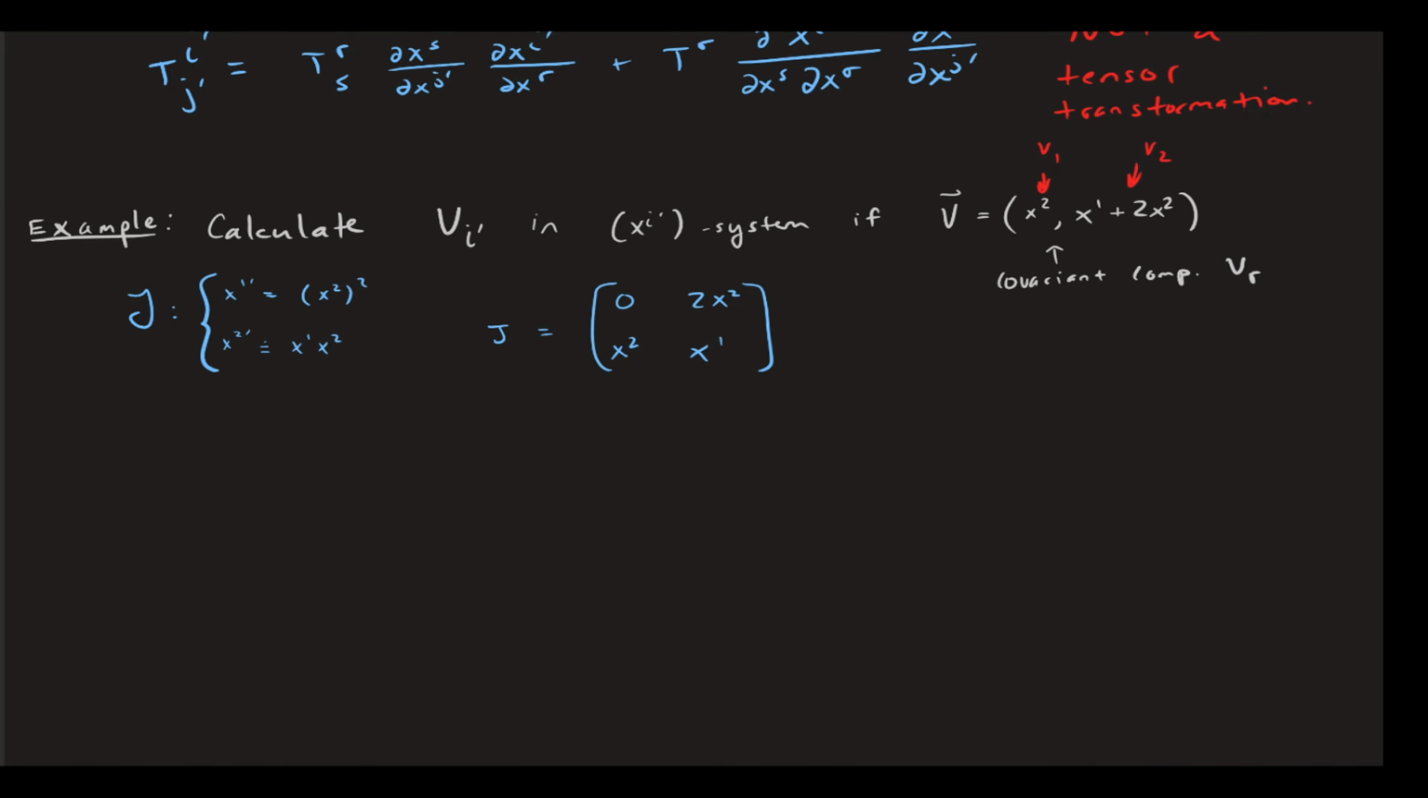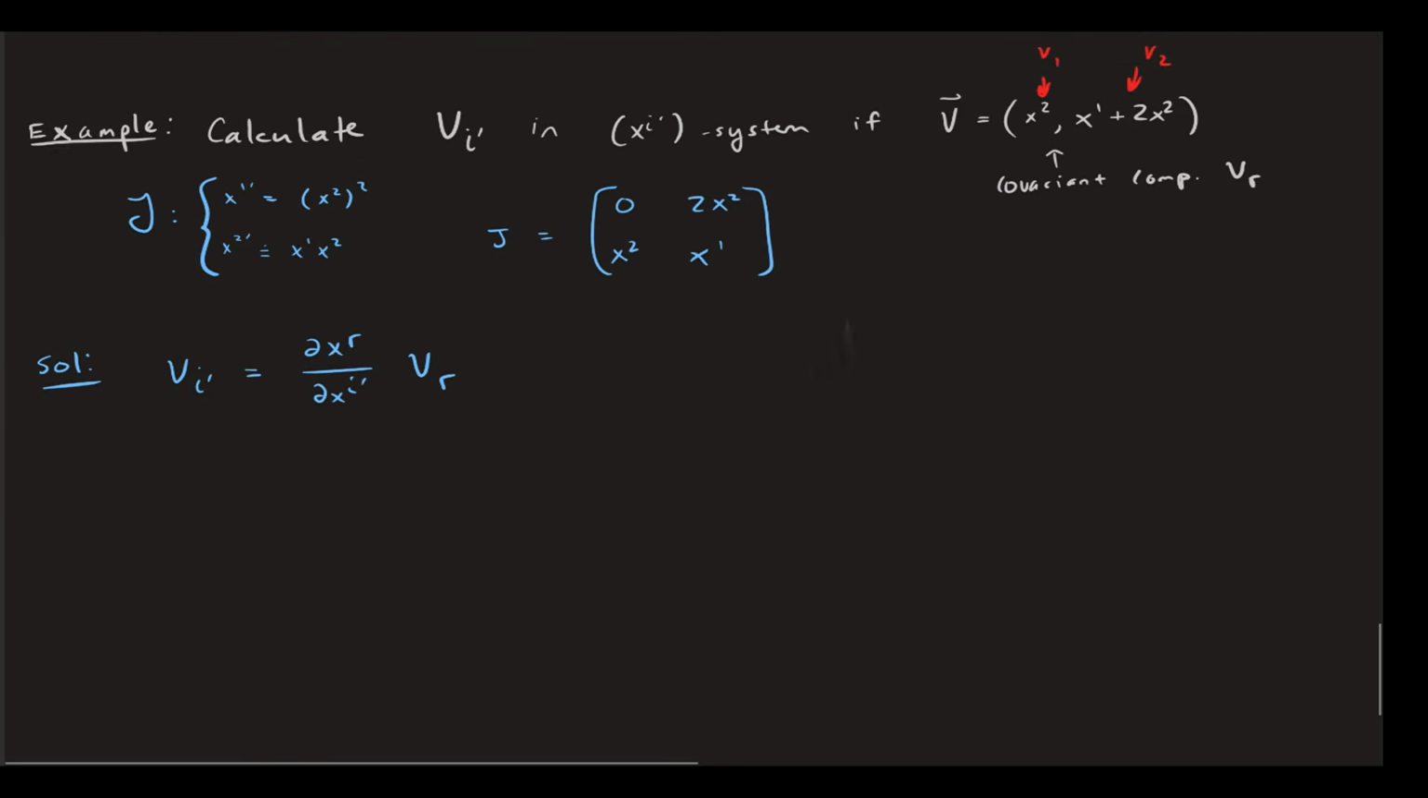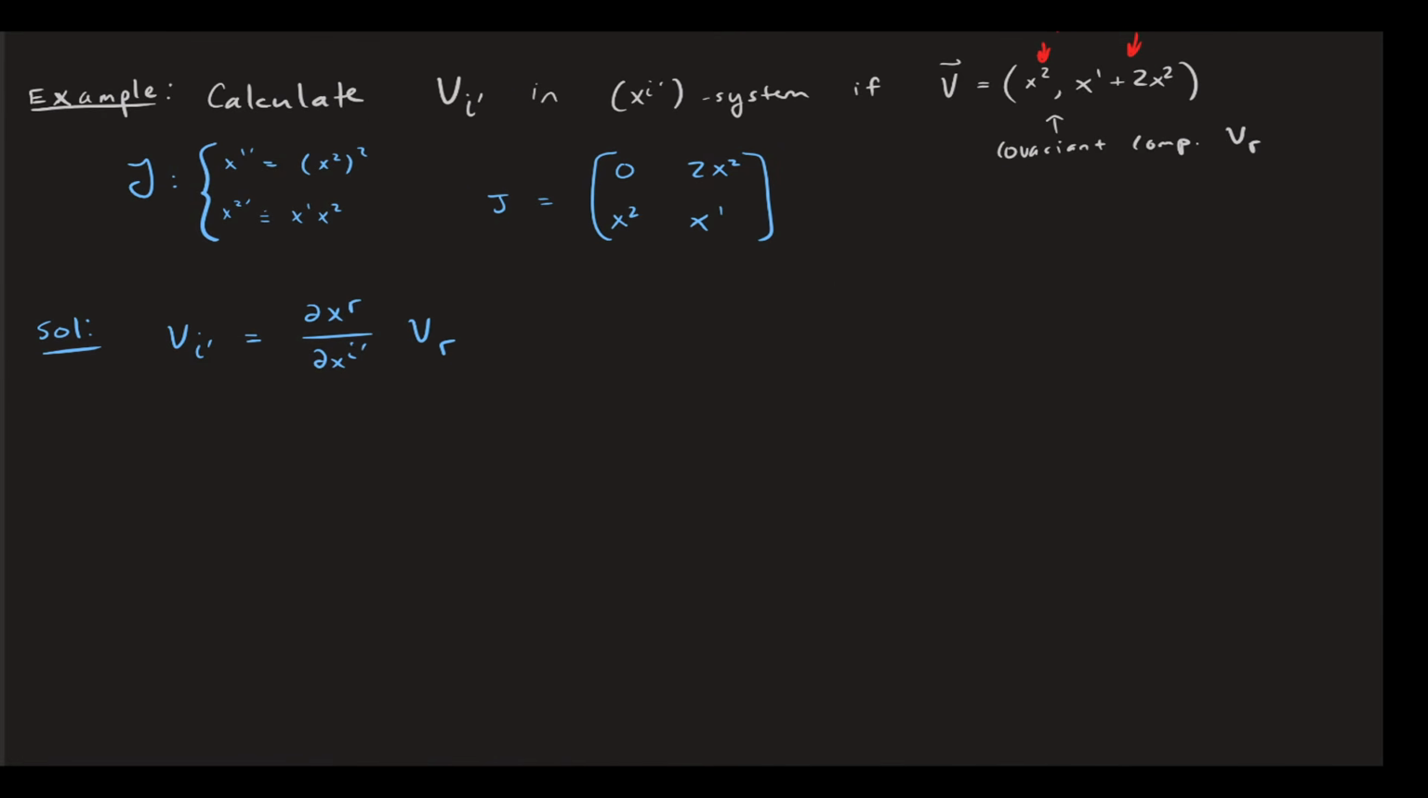Okay, solution. What do we know? We know vi prime down is equal to partial xr partial xi prime vr down. So what would that mean? Explicitly, that would mean v1 prime would be equal to partial x1 partial x1 prime v1 plus partial x2 partial x1 prime v2. So I need the inverse Jacobian elements.